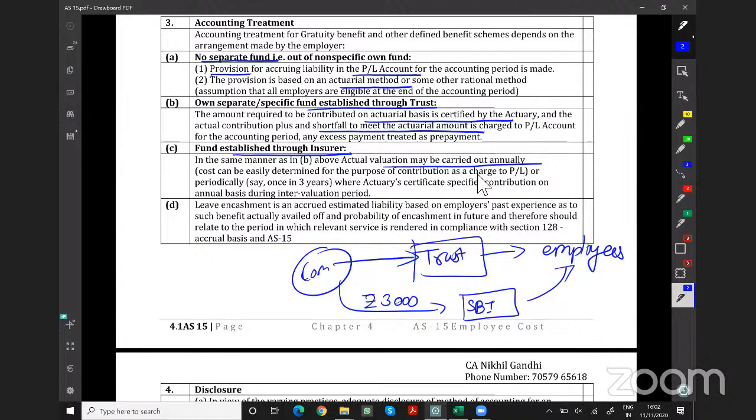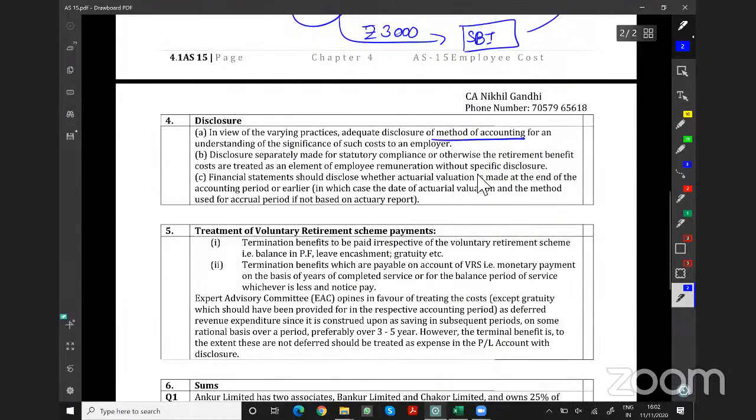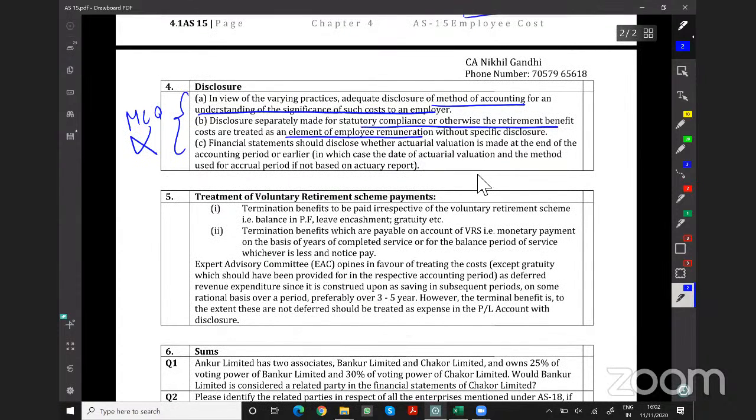Disclosures: in view of various practice, disclosure of the method of accounting for retirement benefits and the significance of such cost to the employer should be disclosed. Separate disclosure should be made for statutory compliance, or otherwise the retirement benefit costs are treated as an element of employees' remuneration, because you should disclose a few things. I don't think this will be asked in your MCQ pattern. You should not read this thing. Treatment of ERS, no. That's all.